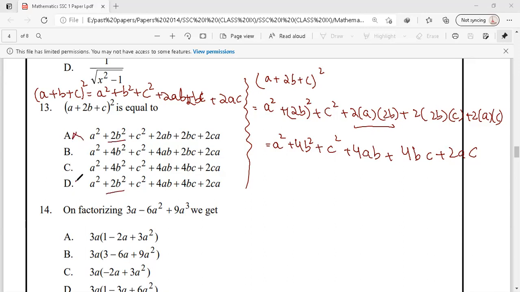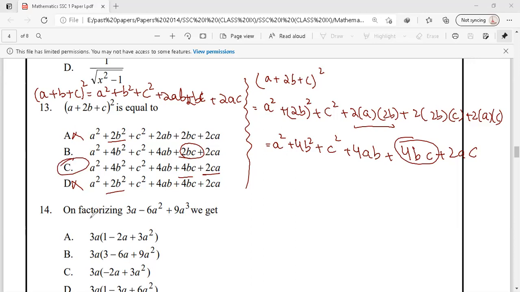So let's see what we have in our correct answer, where we have 2b square and 2b square. So these two are incorrect. Let's see among these two options B and C. So a square plus 4b square plus c square plus 4ab, and here we have 2bc. The correct answer should have 4bc. So here we have 4bc and 2ac. So this is our correct answer, option C.